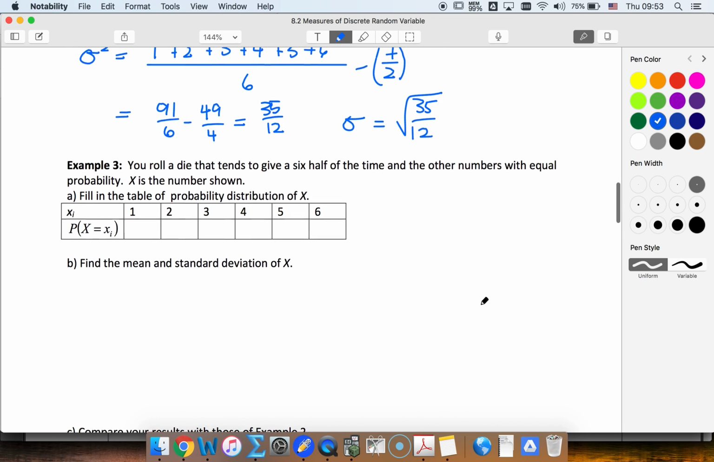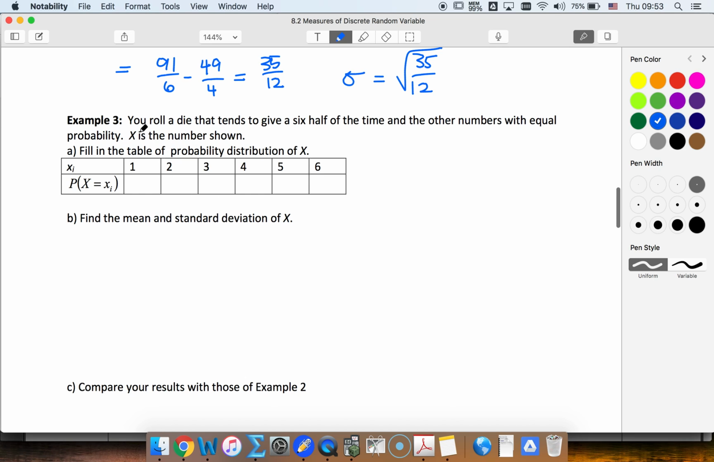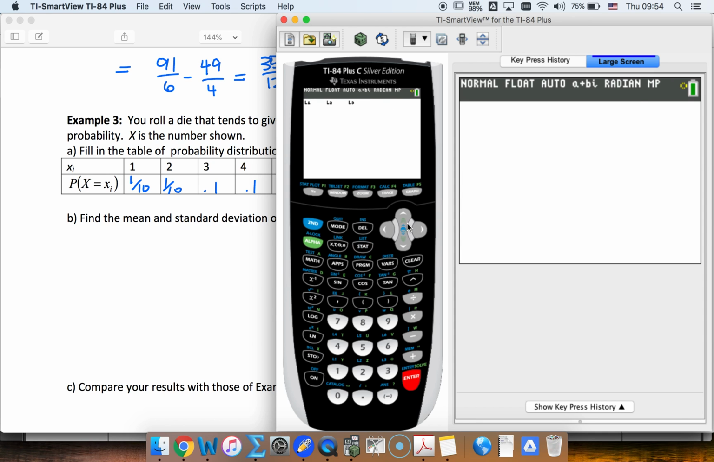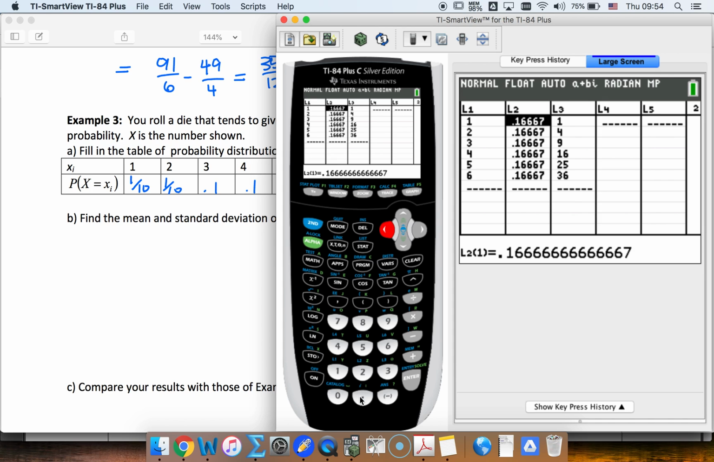All right, let's see what happens with this example. So a die that gives 6 half the time, so its probability is a half. The other numbers have equal probability, so I have a half remaining. Divide that by 5. Each of these is a tenth. All right, so find the mean and standard deviation. I'm going to go into my stat and edit my list 2. And there's no quick way to fill that in.